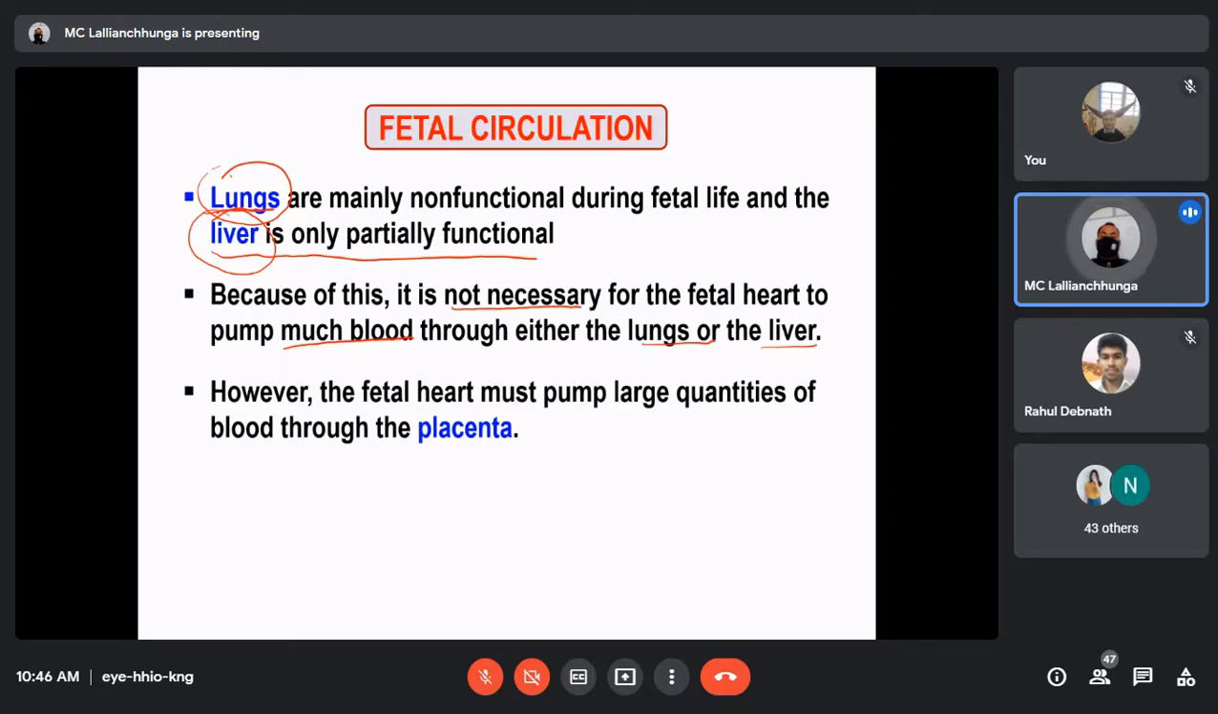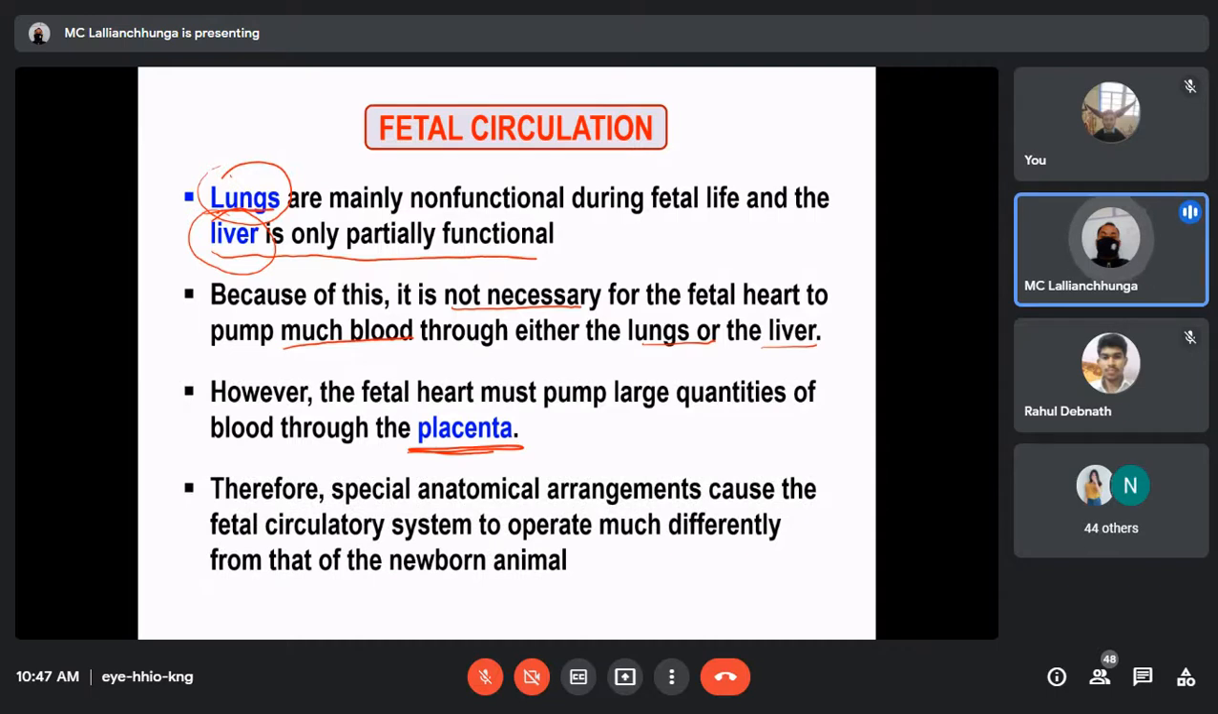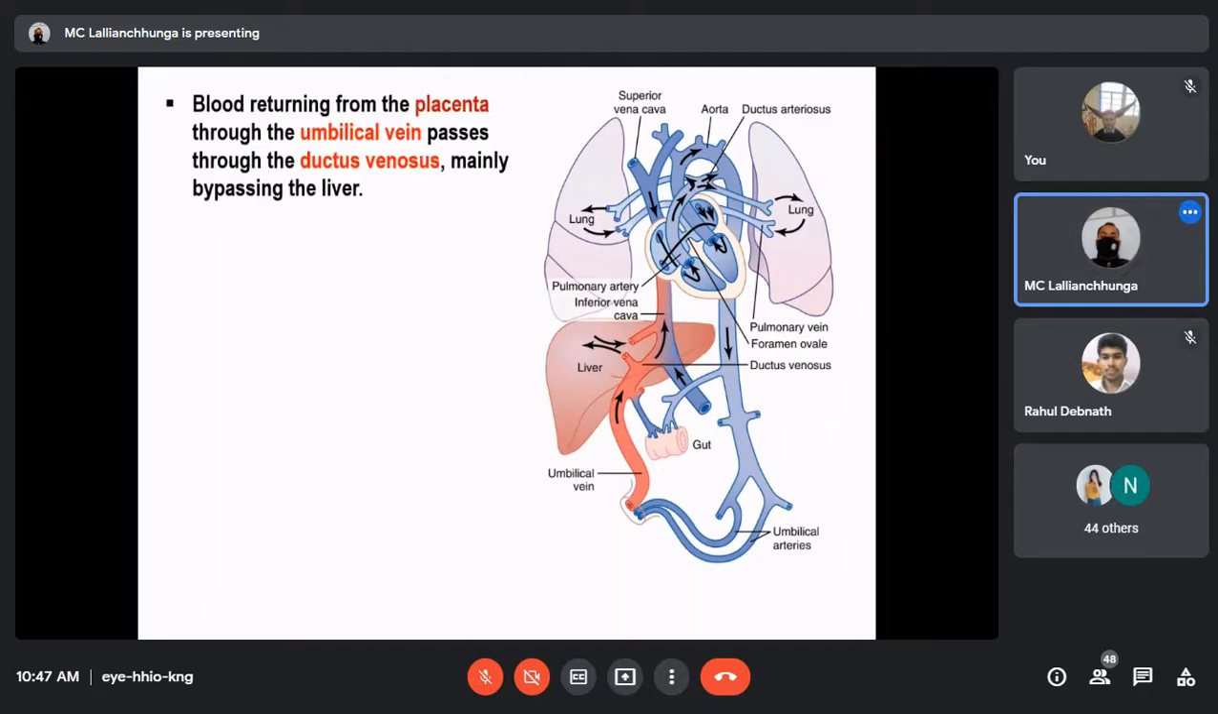However, the fetal heart must pump large quantities of blood through the placenta. The placenta, we all know, is the covering of the fetus during pregnancy. Through the placenta, the fetus gets nutrients and also removes waste material. That is why the placenta should receive a large amount of blood supply. Therefore, a special anatomical arrangement causes the fetal circulatory system to operate much differently from that of newborn animals. We'll just go fast. We have only 10 minutes. So now let's see.